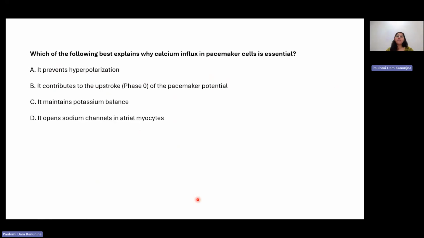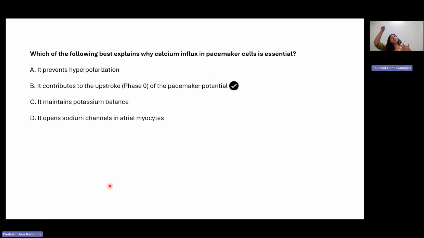Which of the following best explains why calcium influx in pacemaker cells is essential? We have been talking about calcium influx. We just said leaky calcium influx. So why do you need that? I explained that to you, but let's just do it once more so that it becomes clearer. So the answer is it contributes to the upstroke.